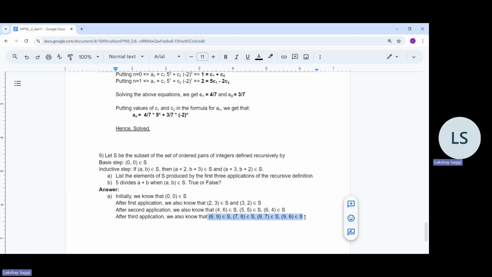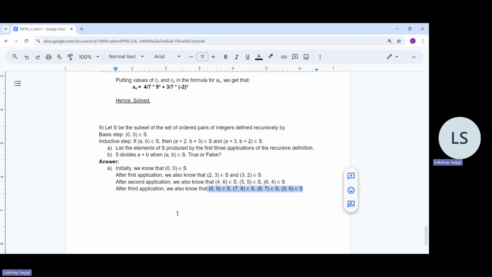And similarly, like this, set S can be defined recursively, and you can apply further applications to find other elements. But after the first 3 applications, these are the elements which we obtain, like 0 comma 0, 2 comma 3, 3 comma 2, and so on. So maybe I should write the answer here. So hence the elements of S obtained after the first 3 applications of the recursive definition are. So what are the elements obtained?